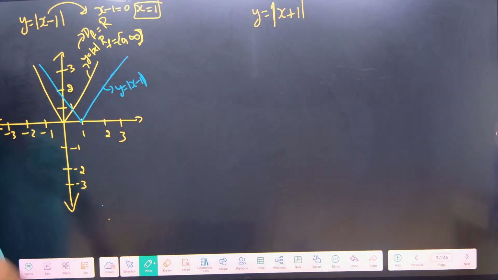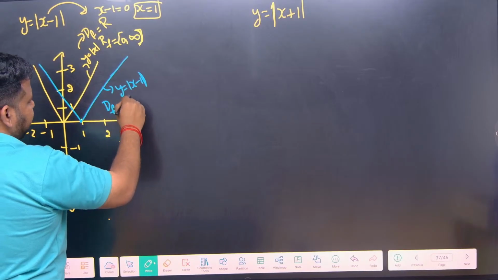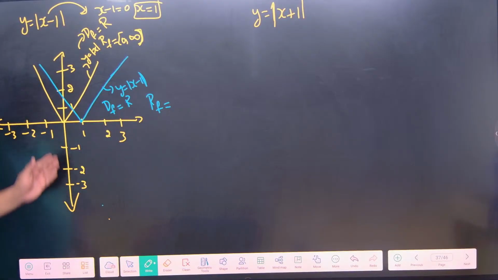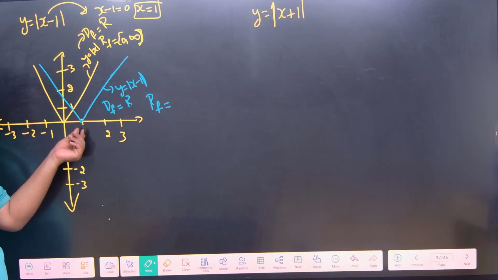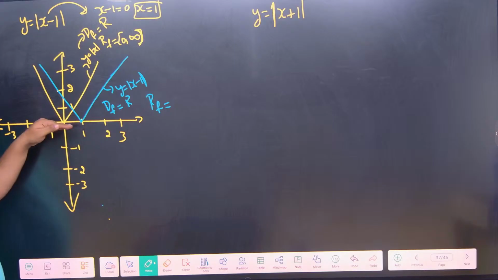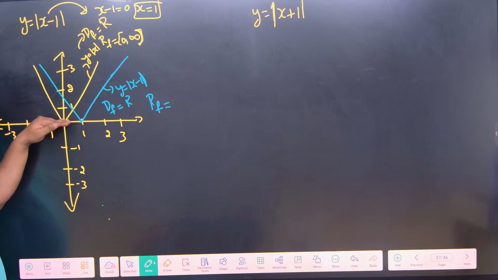Now if you observe, the domain of this function is the set of all real numbers. Range of this function is what? See, it is starting from 1 here, but still it is on the x-axis only. X-axis means that line is 0, the origin 0 comma 0. So the range of the function is starting from 0 and going up to infinity.